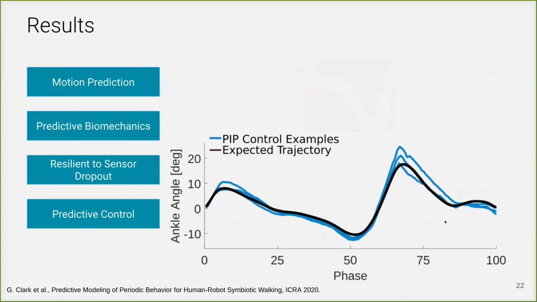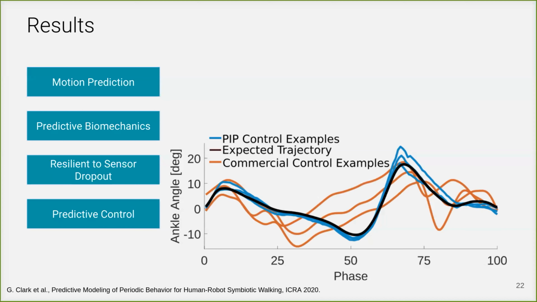And as I mentioned, we can use this for control. What we see here is the nominal trajectory of a healthy walking gait of this person that we saw in the previous video. And then the blue lines are the trajectories of the ankle angle when using the prosthesis. You can see it's relatively close. And if you compare that with the commercial controller that's provided by the manufacturer for this prosthesis, you can see that the commercial controller would substantially deviate from the nominal trajectory.